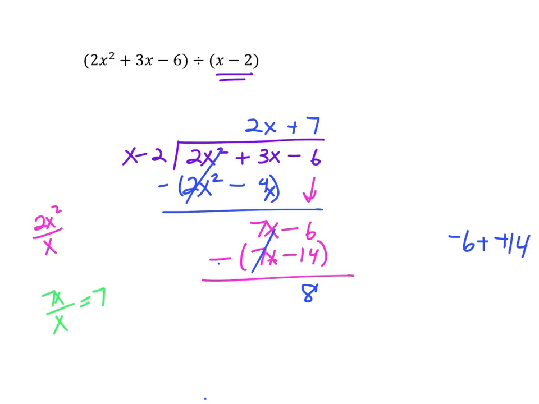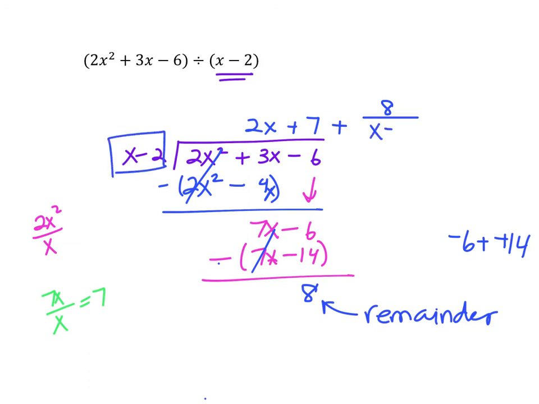And then you'll see, okay, well you don't have anything left to bring down, so that makes this 8 our remainder. So here's what you do with the remainder. Our remainder gets added on to our answer. This is our answer up here, 2x plus 7. So we add on our remainder, but we take our remainder divided by whatever we were dividing by over here, x minus 2. It looks funny, but this is our final answer right here.